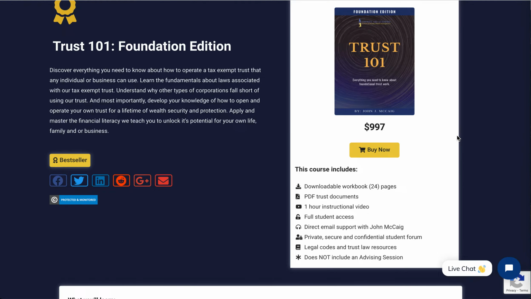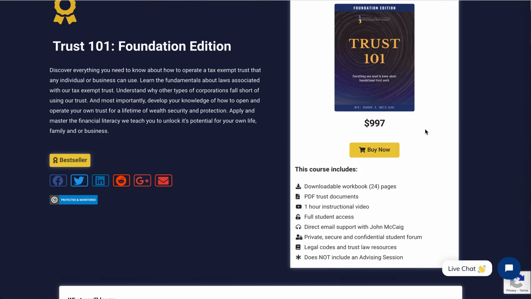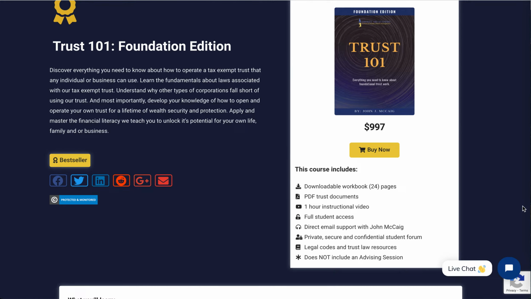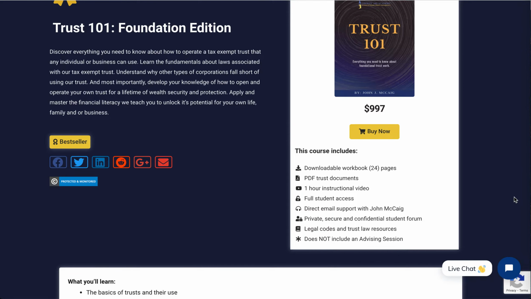What comes with this course for $9.97? You get the workbook. This is a bit about trust and what you need to know. Then you get the trust documents, a PDF trust document. So this is what you're going to need. Then you have instructions. This is what you need to do with that trust document and how you get your EIN. There's also an instructional video, step by step.